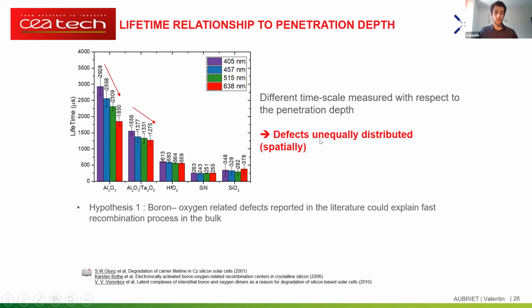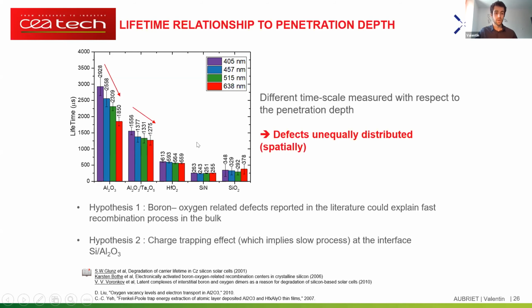So first, because we have P-type silicon, we can expect some boron-oxygen defects present within the bulk. These defects can act as recombination centers, which could explain why, when we go deeper in the material, we have a faster recombination process. The second hypothesis could be the charge trapping effect, because it has been reported, mainly for the aluminium oxide interface. This effect could slow down the mechanisms near the interface, which could explain this behavior.